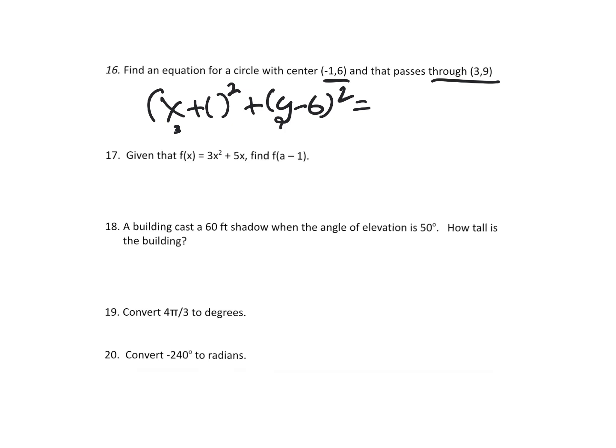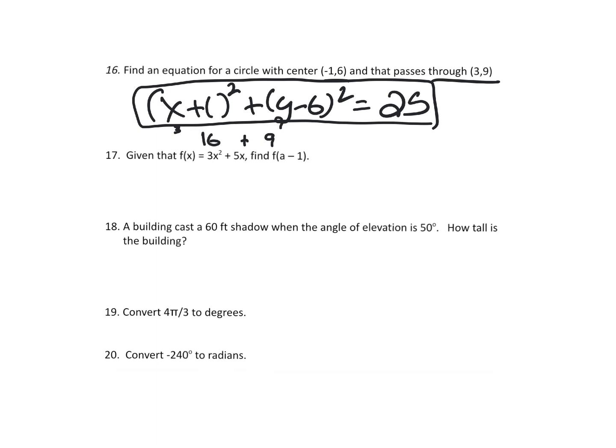3 plus 1 is 4. 4 squared is 16. 9 minus 6 is 3 squared, which is 9. If you add 16 and 9, you get 25. Now, guys, that's the answer right there, that equation. Not the 16 and the 9, not that other stuff.